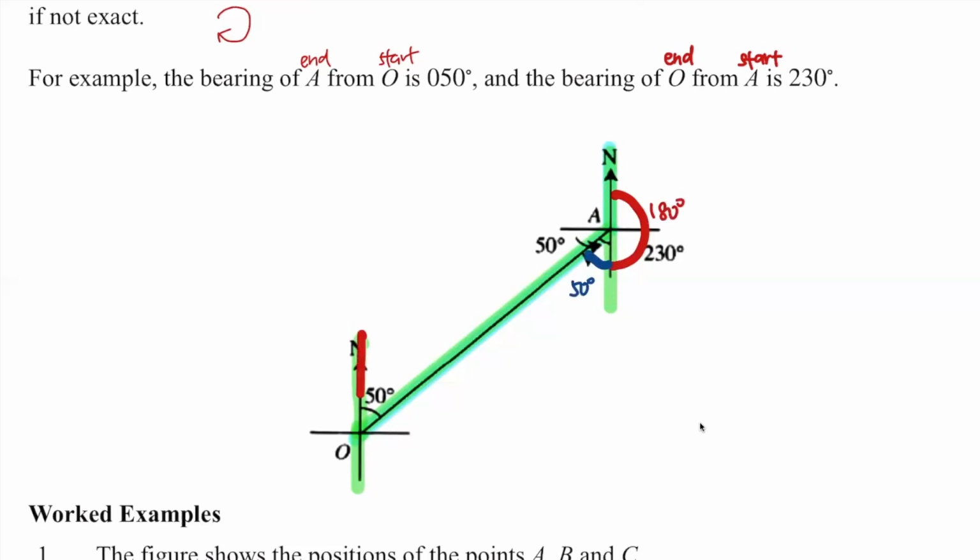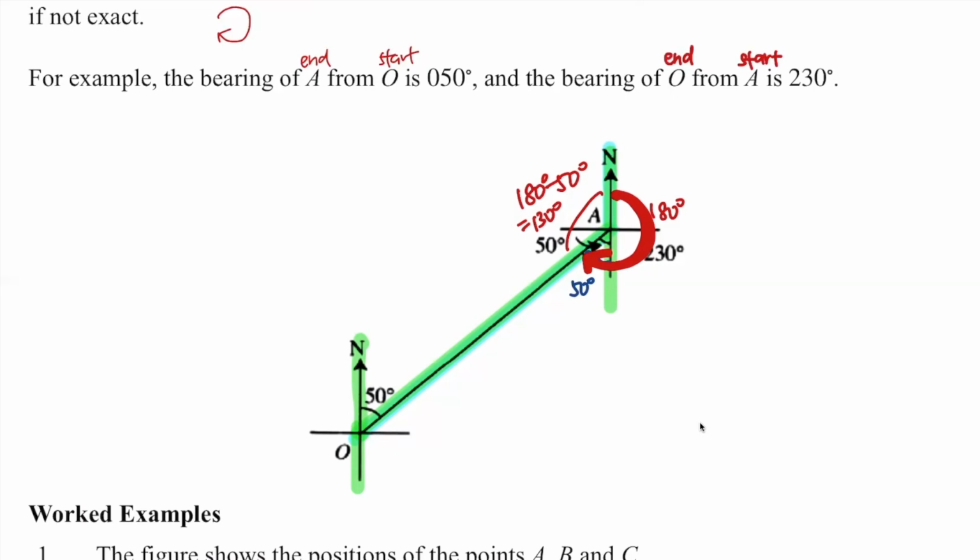Alternatively, you can see that these two, they form this angle and this angle, they form what we call interior angles. Interior angles means the angle in between inside must add up to 180. So this angle over here is actually 180 minus 50, which is 130. So the bearings that you want, the entire thing is 360 minus 130, which also gives you 230. So there are actually many ways to do it. The main thing is you must know that the north lines are parallel.